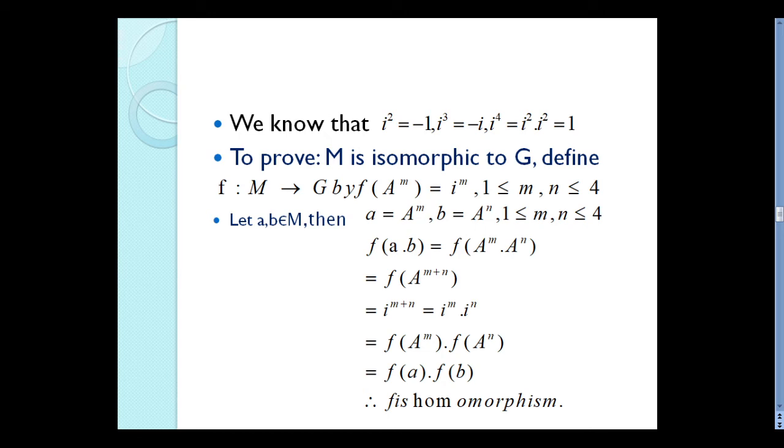So f of a dot b is equal to f of, what is a value? a power m into b value is a power n. When you multiply, the powers will be added. f of a power m plus n, that is nothing but i power m plus n. We can split i power m into i power n. So that is nothing but f of a power m into f of a power n. This is f of a power m is nothing but f of a, and f of a power n is f of b. So we brought it in the form of the homomorphism definition. Therefore, f is a homomorphism.